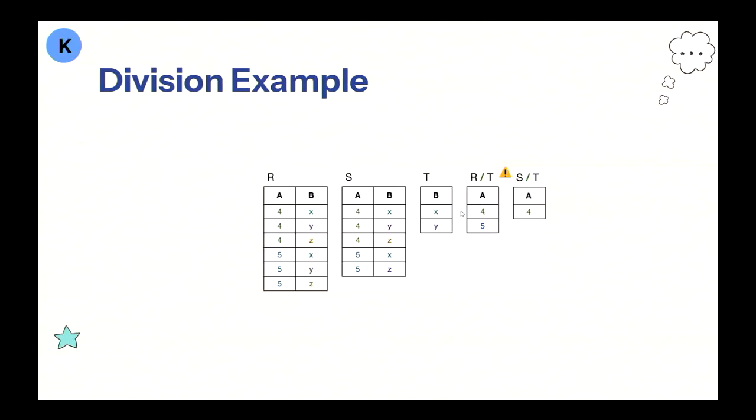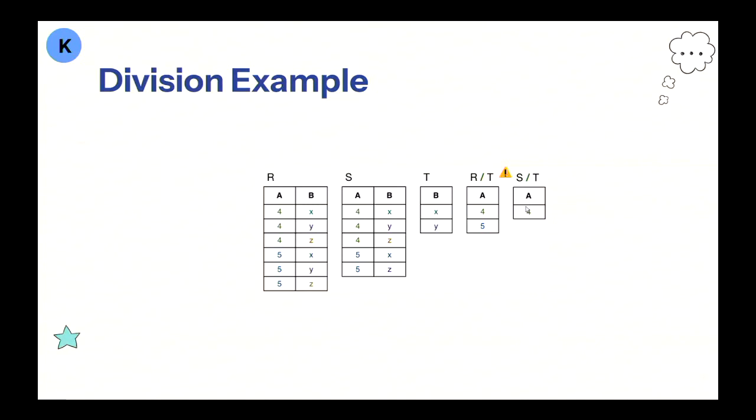So remember for T, the value of B could take X and Y. And in this table here, when A equals 4, B can take both X and Y. So that's why we should put 4 into our result. However, when A is equal to 5, the value of B can take X or Z. It doesn't cover all the values of T. So we shouldn't include 5 into the result.